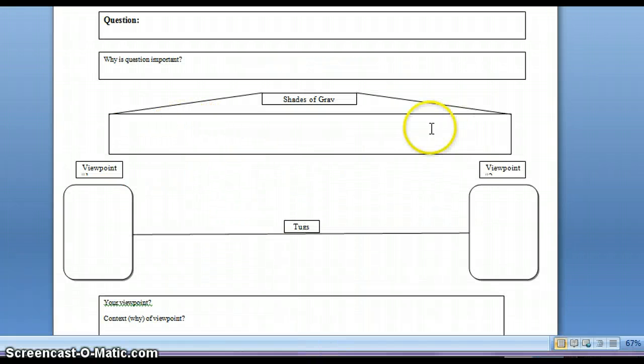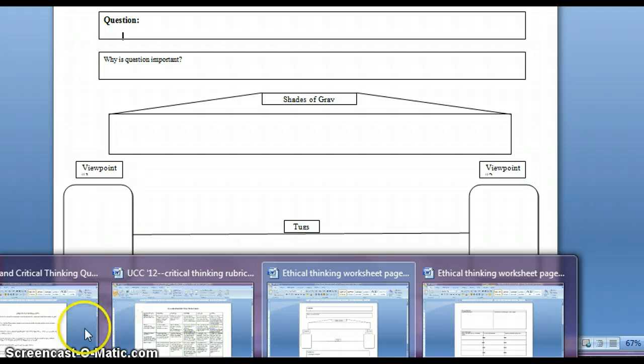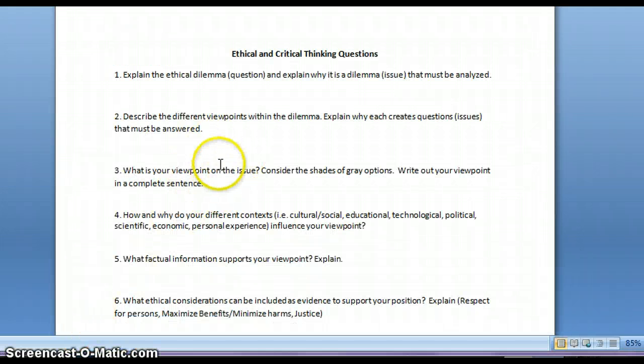We've talked about, or we will have talked about, some of the shades of gray. When you go through this process of thinking, you may come up with different shades of gray that we did not talk about. If you have another option, that is wonderful. I want you to include that if you're comfortable with using that as your viewpoint. So in question 3, you're basically going to state your viewpoint in 1 sentence.